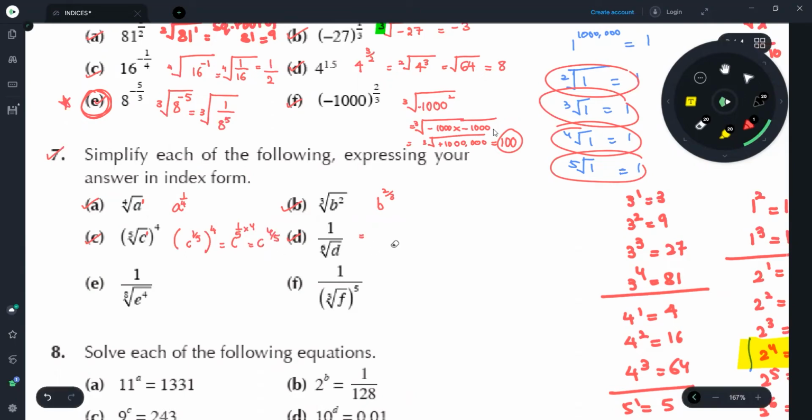And sir, if the power inside C were 2? Then it would be 2 upon 5 and 2 into 4 would be 8, so 8 upon 5 would be my answer. 8 upon 5. Okay.